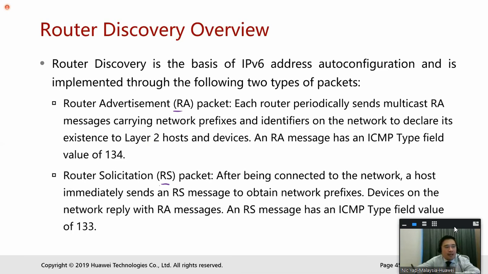An RA message has an ICMP type field of 134. I keep on sending to tell that I'm the router. Let's say you define yourself as stateless auto configuration already.